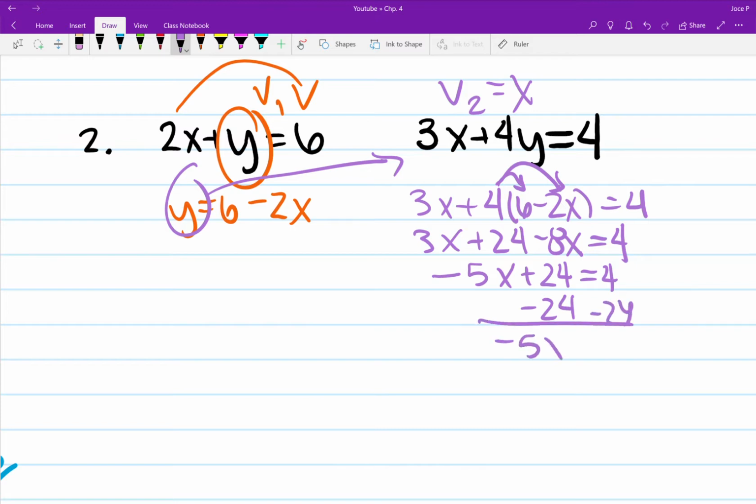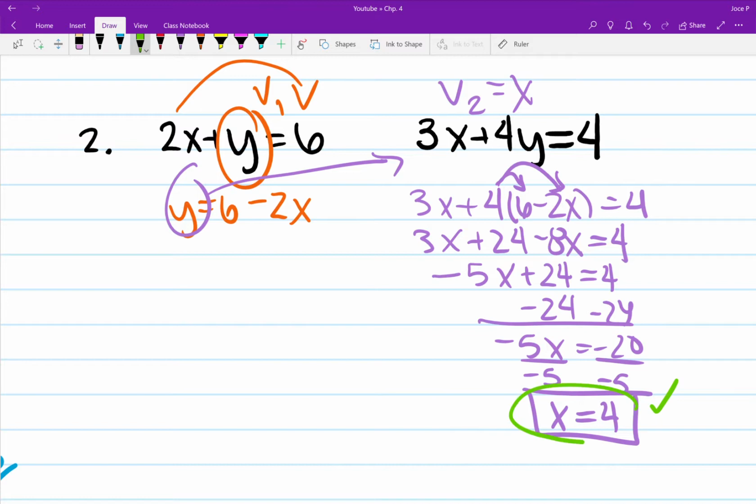Negative 5x equals negative 20. Divide by negative 5, divide by negative 5. x equals 4. Step 3 is solved. Now we're going to plug x back into this equation.